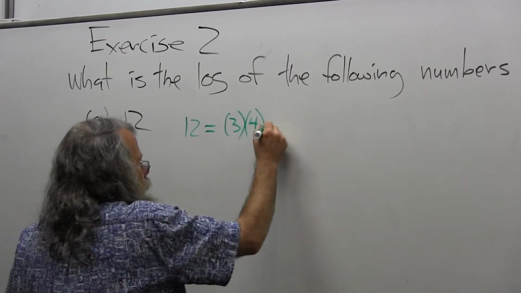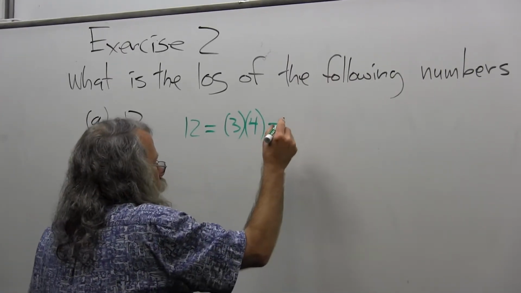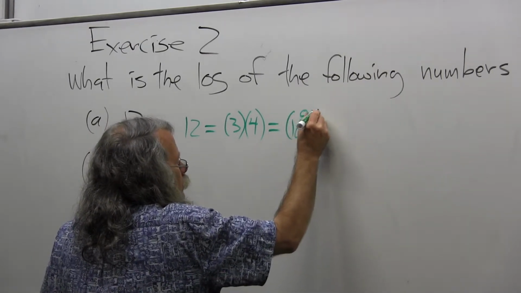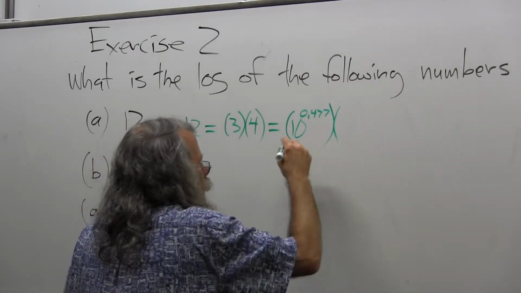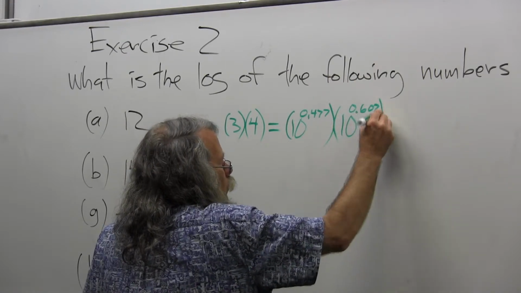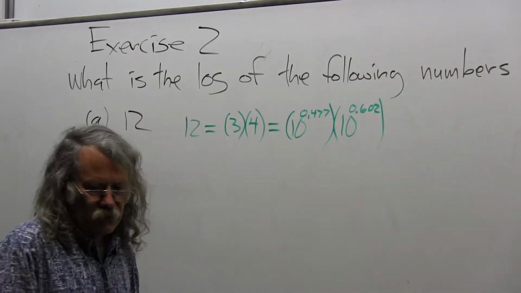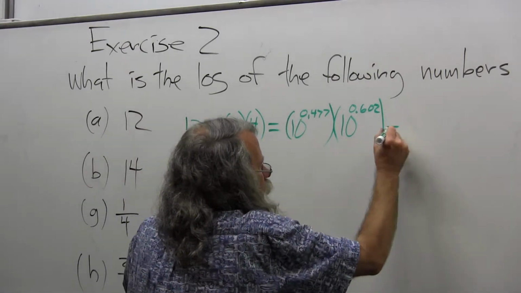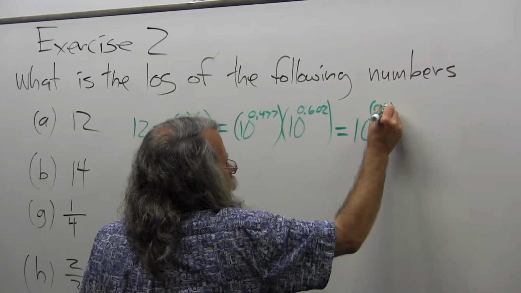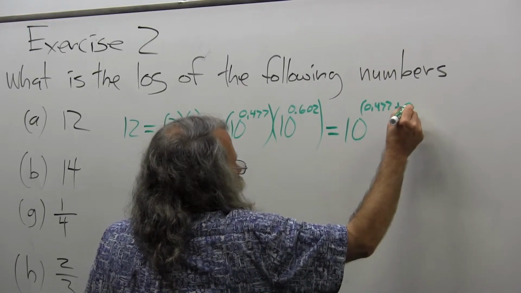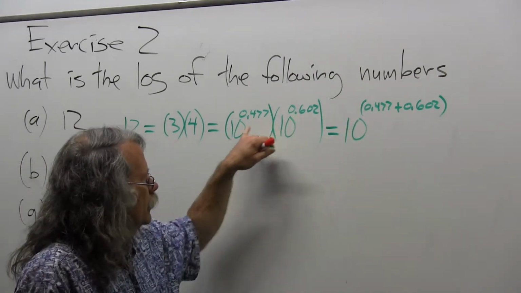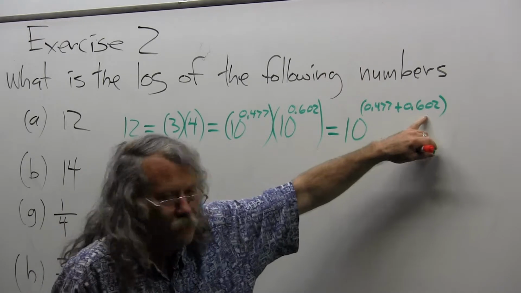and that is equal to 10 to the 0.477 times 10 to the 0.602. Since I am multiplying these two numbers, this is equal to 10 to the 0.477 plus 0.602. Again, when we multiply these two numbers, we add their exponents.